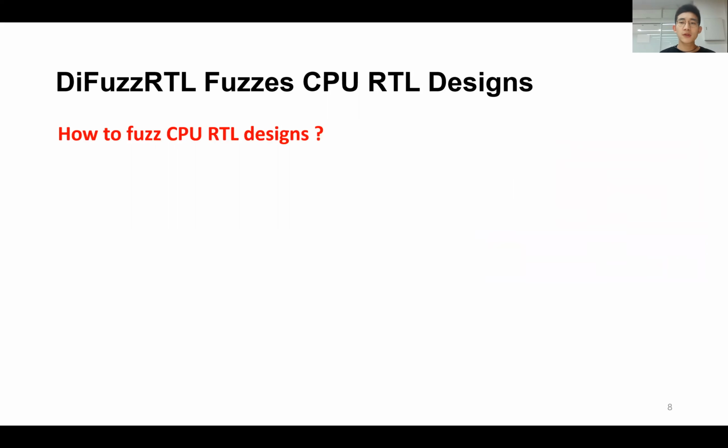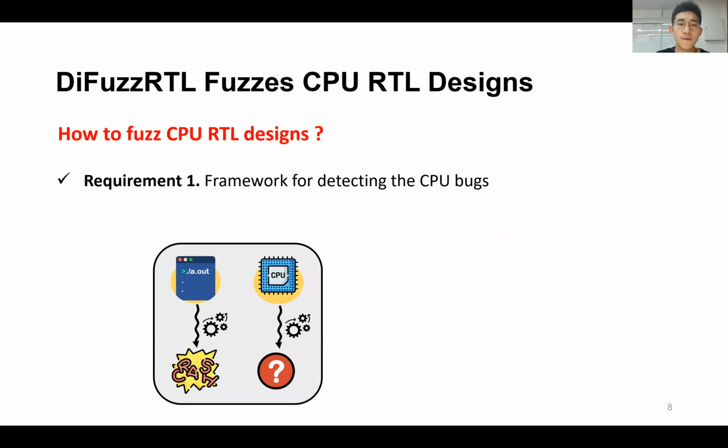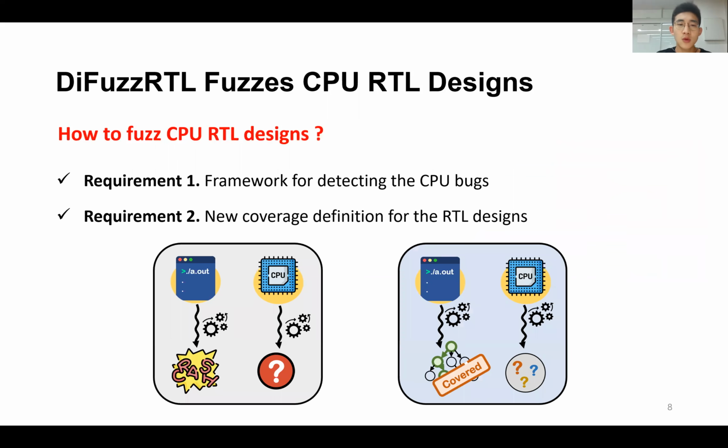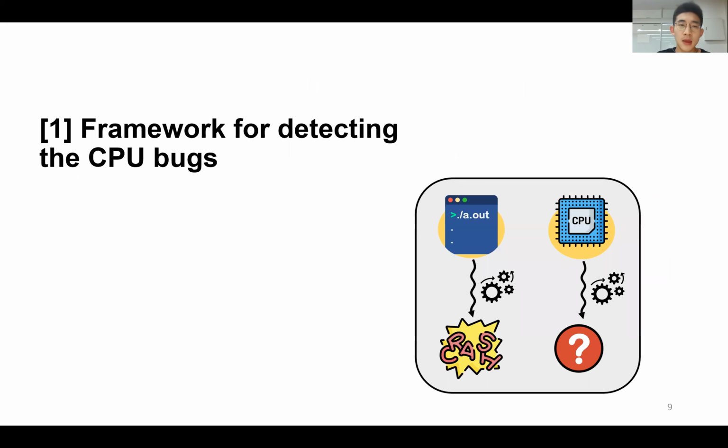To apply this powerful technique to CPU RTL verification, we came up with 2 new requirements. First, we need a framework to test the CPUs and detect the bugs. And second, we need a new coverage definition for the RTL designs. Lots of bugs in software programs lead to a program crash, making them easier to detect. And there are lots of sanitizers such as ASAN to detect bugs in software. But the bugs in the CPU do not have any indication, making them hard to detect.